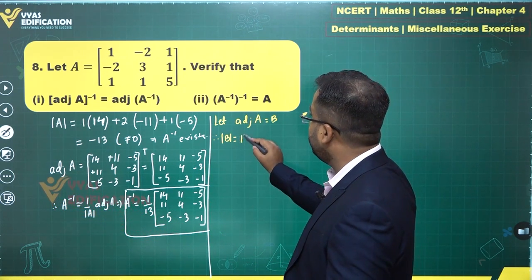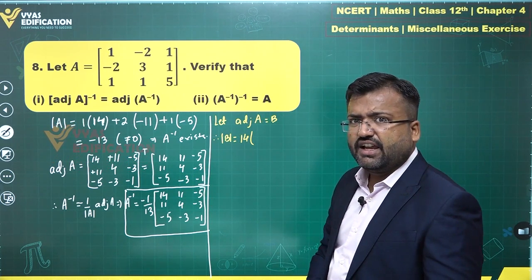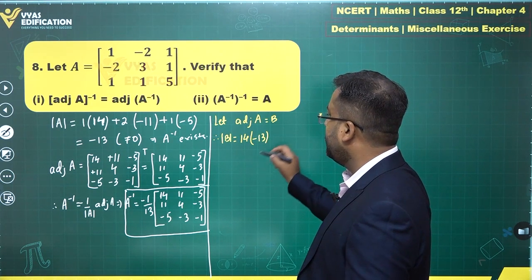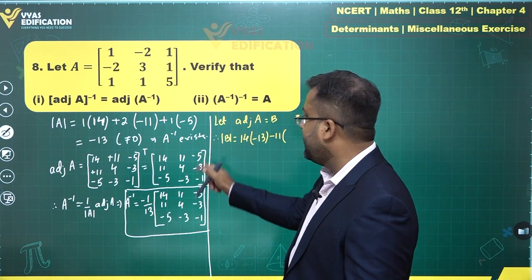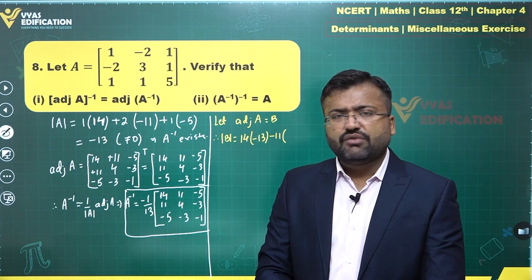Let's do that. This is 14 times, what you get is minus 4 minus 9, which is minus 13. Okay. Then you have minus 11 times minus 11 minus 15, which will be minus 26.